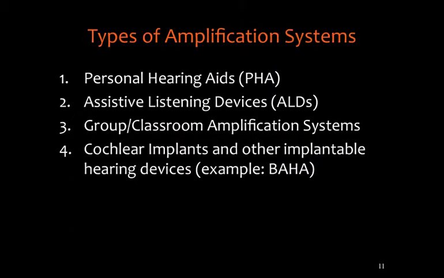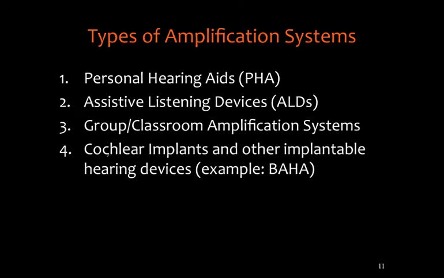In considering amplification, we can talk about different amplification systems that would require our attention. These would include personal hearing aids, which we'll abbreviate as PHA, assistive listening devices, group amplification systems, or classroom amplification systems, and cochlear implants and other implantable hearing devices. Technically, under the law, a cochlear implant is not a hearing aid, it's a hearing device.